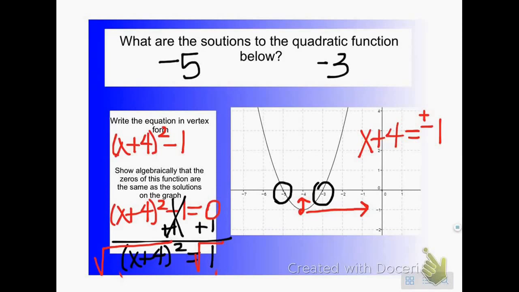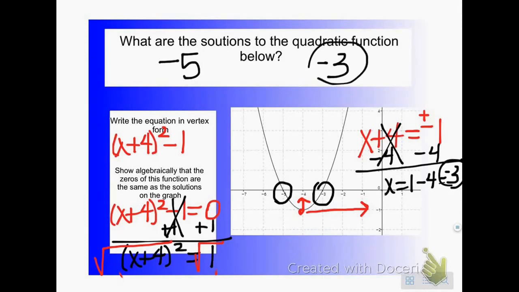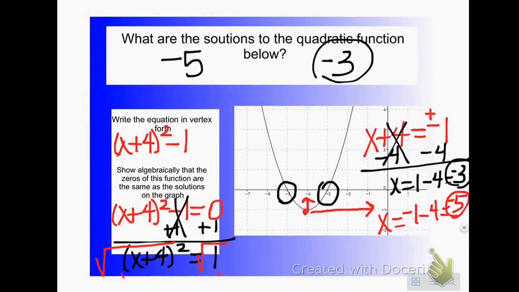So it can equal positive 1 or negative 1. So I want to eliminate the 4 on the left side, so I need to subtract 4 from both sides. So the 4's eliminate. That gives me x equals 1 minus 4, which is going to give me negative 3, which is one of my solutions. But I need to find my other solution, so that's where I've got to remember that I need to also work with the negative 1. So x also equals negative 1 minus 4, which equals negative 5. So there's my second solution.